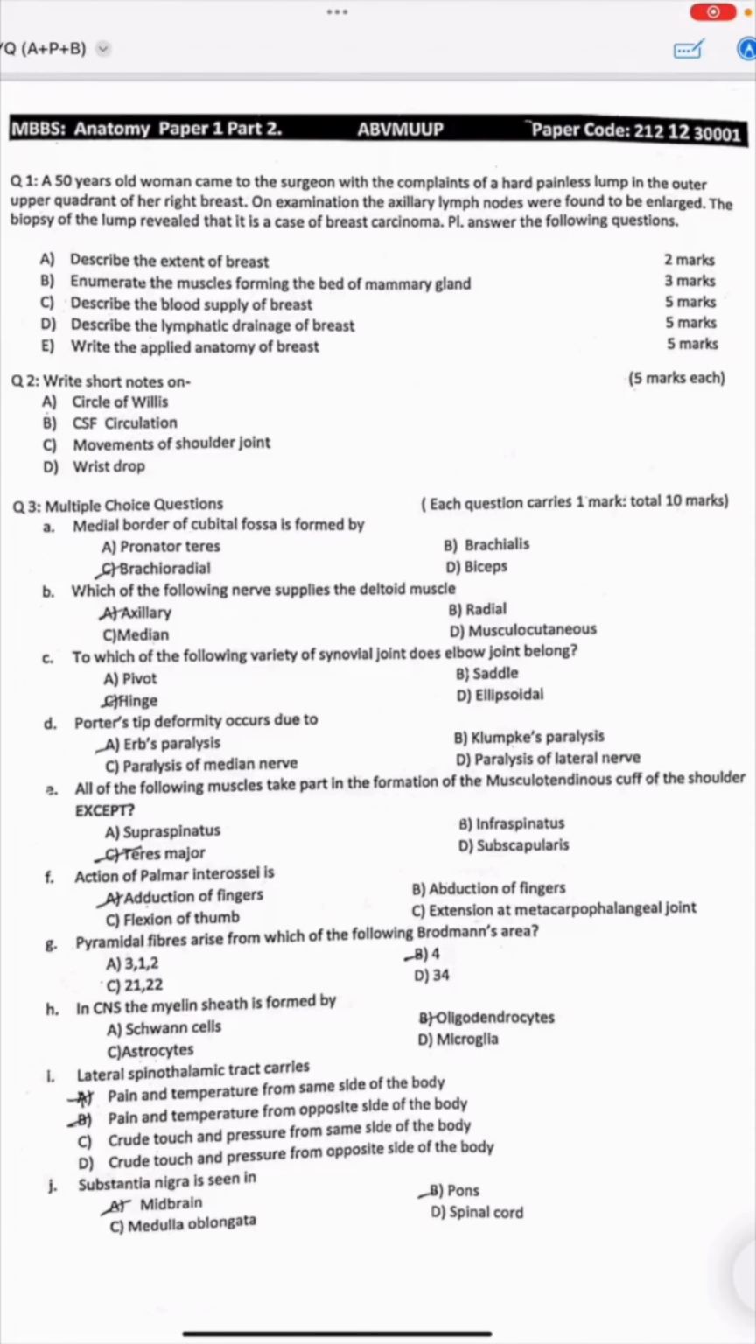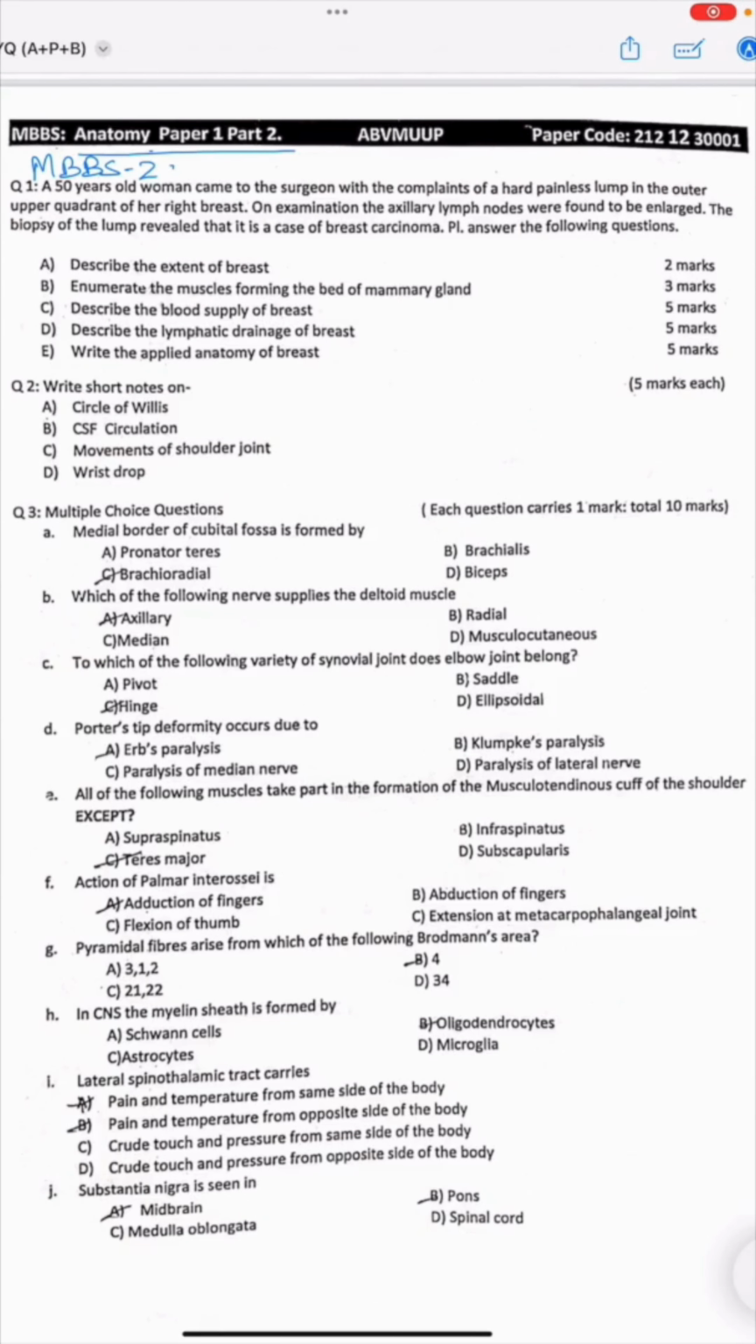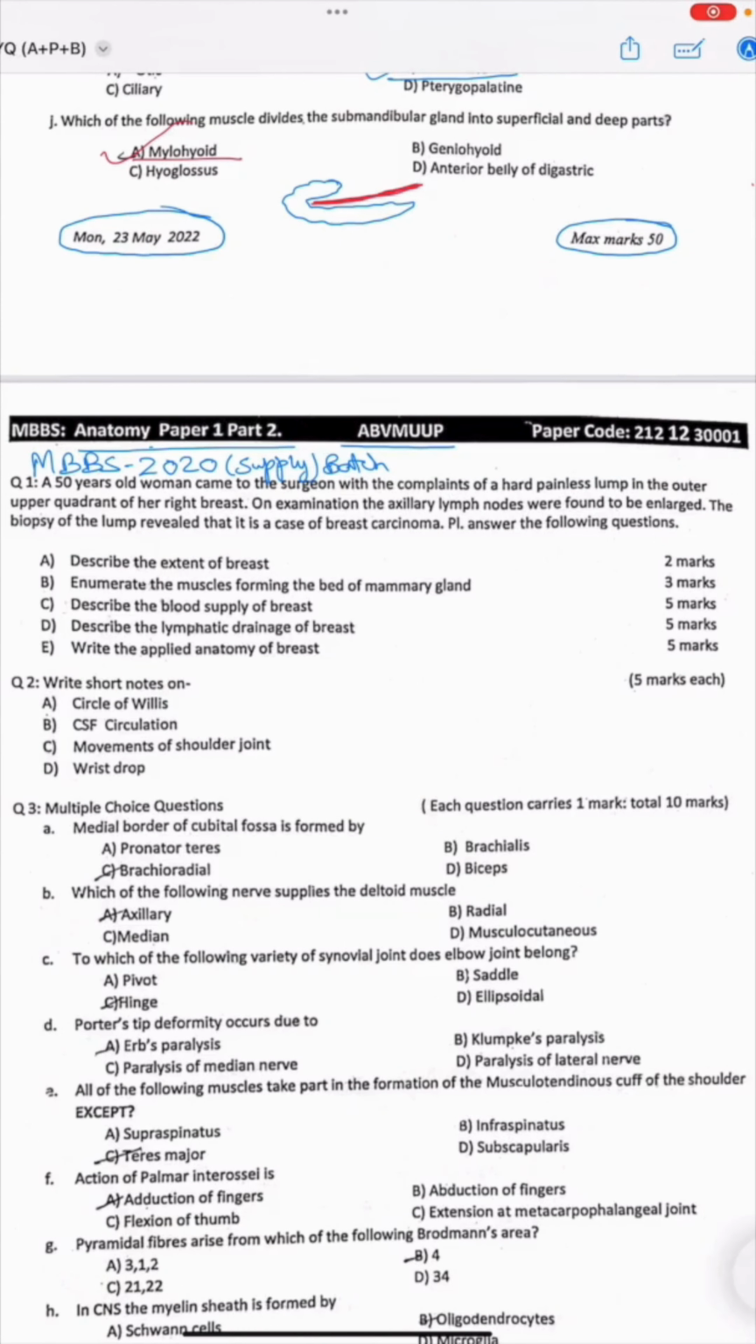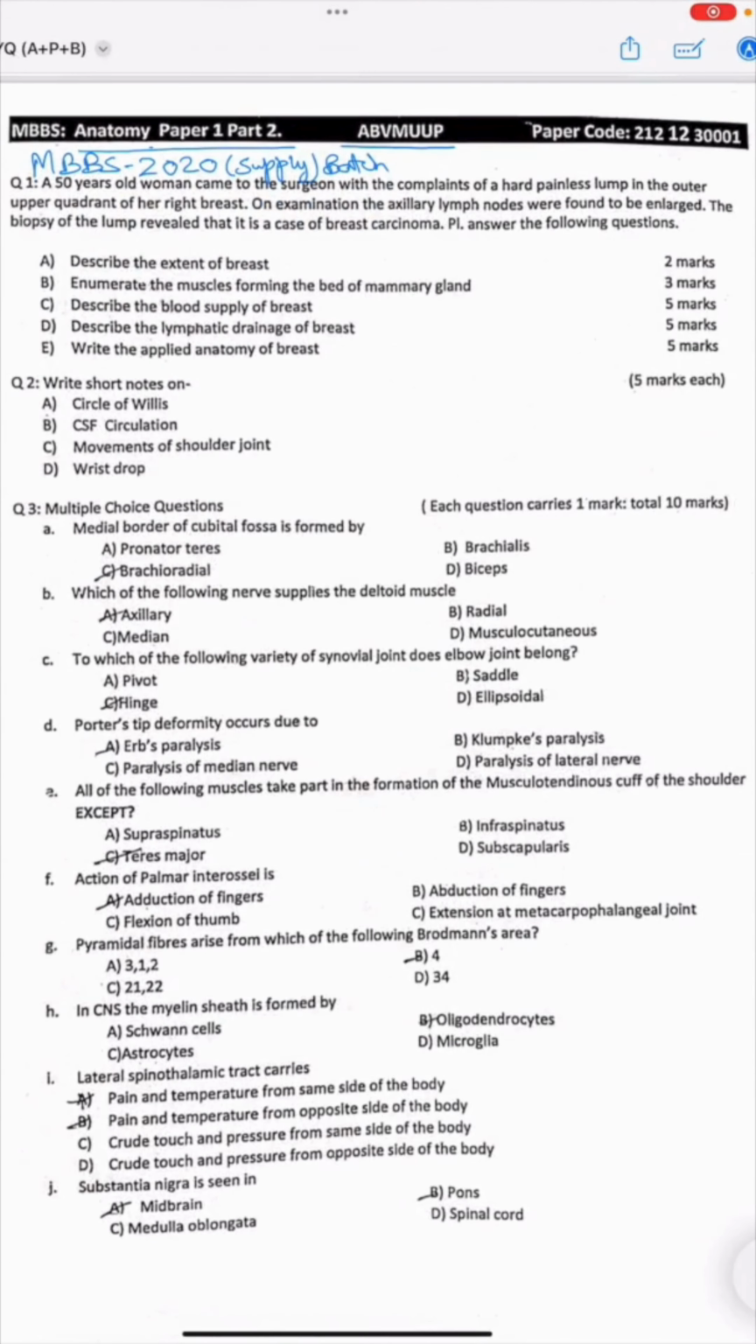Now this is anatomy question paper 1 part 2 of MBBS 2020 batch, the supply batch of ABVMU, Atal Bihari Vajpayee Medical University of Uttar Pradesh. This exam was conducted on Monday 23rd of May 2022. This paper again is of 50 marks. Here again there are 3 questions.